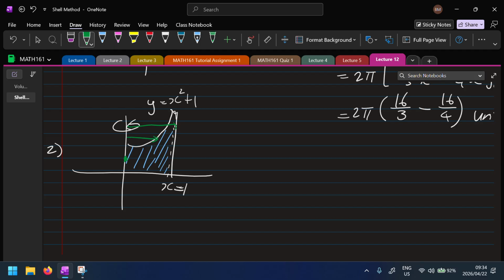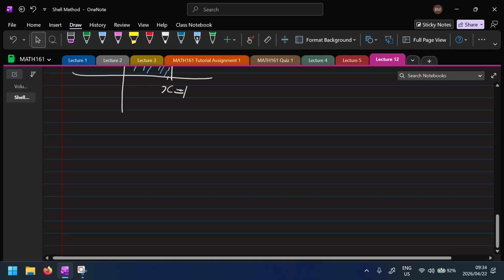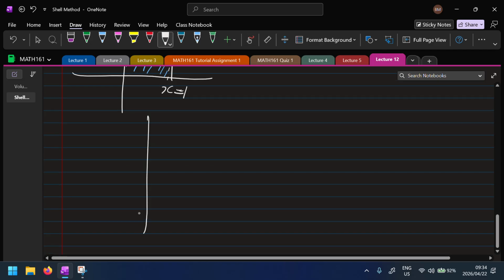Right? It changes. So if you want to use the washer method, you're going to have to split this into 2 parts. Okay, you'll have the bottom part and the top part. You can do that. We're not going to do that. Maybe you can try it for homework. What we're going to do instead is use the shell method. Okay, so let's redraw this and see what the shells are going to look like.